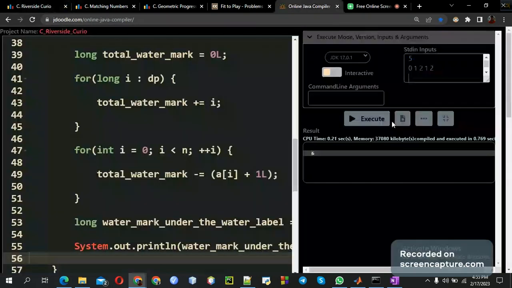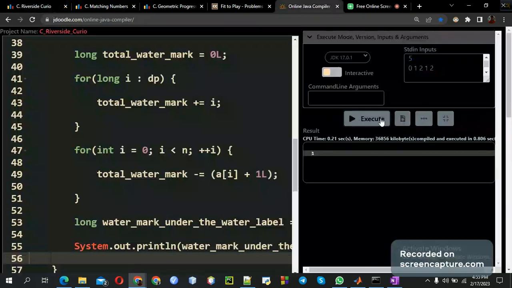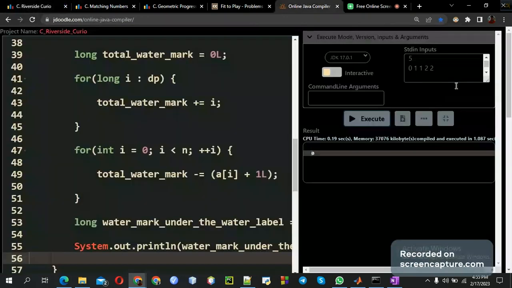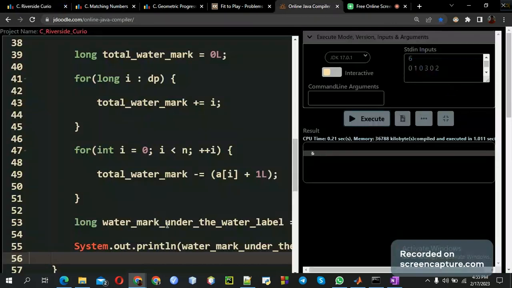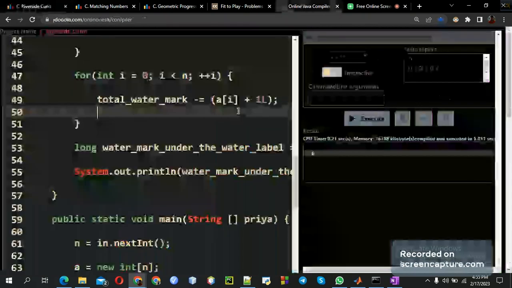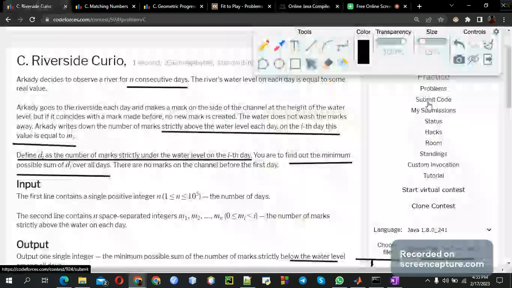Now I compile with my second example. This is 1. This is also satisfied. And now I compile this with my third example. Also satisfied. I just compile again with my first example. This is 6. That means the sample test cases of this problem statement are satisfied. Now I submit this problem so that it can find whether any corner case exists or not.